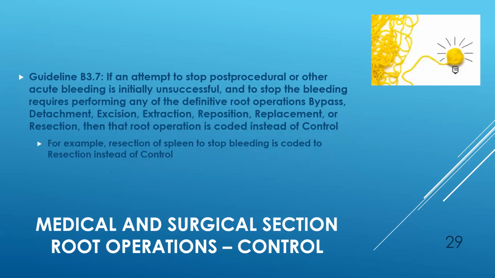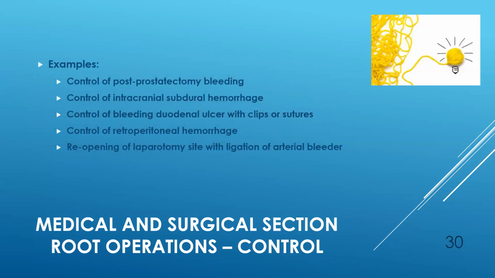So here's a guideline about it. If an attempt to stop post-procedural or other acute bleeding is initially unsuccessful, and stopping the bleeding requires performing any of the definitive root operations, such as a bypass, detachment, excision, extraction, reposition, replacement, or resection, then that root operation is coded instead of control, because that's the end point. The intent is to stop the bleeding, and it may take going all the way to amputating the limb or removing the spleen. For example, resection of a spleen to stop bleeding is coded to resection instead of control. Next slide. I want to leave some time for questions.